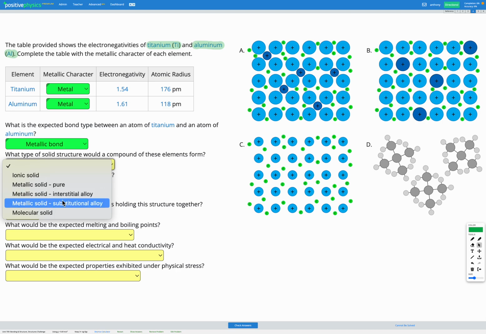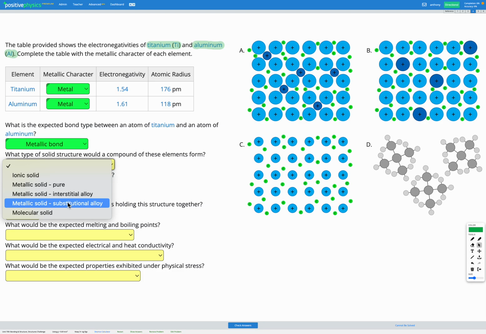However, we have a few types to choose from. A pure metallic solid contains one type of metal only. Here we have two metals, titanium and aluminium, so it can't be pure. The other two options are an interstitial alloy or a substitutional alloy. Interstitial alloys are formed when the two metals have very different radiuses, and the one with the smaller radius kind of fits in the gaps between the regular lattice of the larger metal. On the other hand, a substitutional alloy happens when the two elements have very similar radiuses.